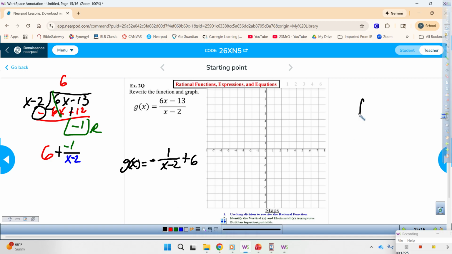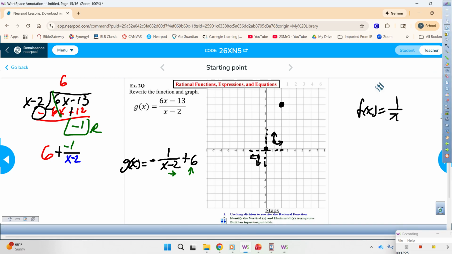All right. So therefore, we first start with f of x equals 1 over x. That means at 0, we have our asymptotes. Our points are 1, 1, negative 1, negative 1. That's done. So where are we moving all this to, everybody? 2 to the right and 6 up. That is correct. So 2 to the right, 6 up. So our new asymptotes are here and here. And technically my points are here and here.